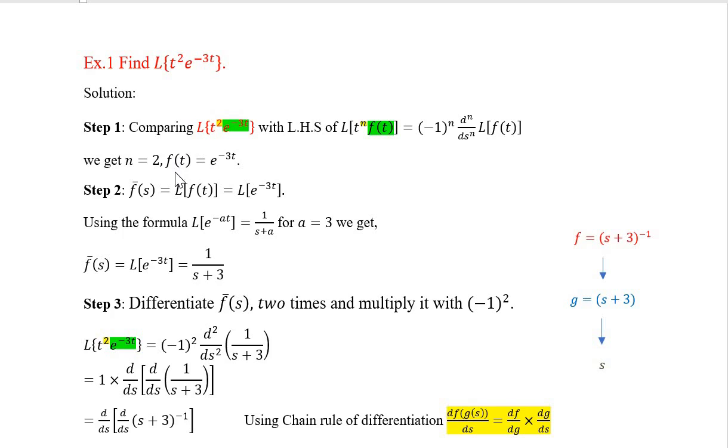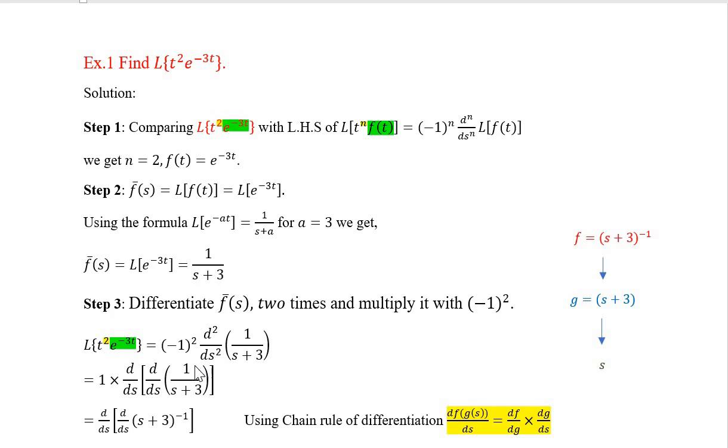Second step is to obtain Laplace of f of t. We know that Laplace of e raised to minus at is 1 upon s plus a, where a is 3, will be 1 upon s plus 3. So f bar s is 1 upon s plus 3. Third step is to differentiate f bar s 2 times because n is 2 and multiply it with minus 1 raised to 2. Minus 1 raised to 2 is 1.